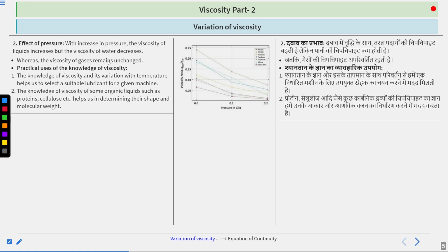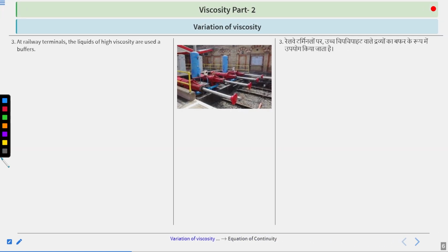Second, the knowledge of viscosity of some organic liquids like proteins and cellulose helps us in determining their shape and molecular weight. With normal means, we are not able to determine the shape and molecular weight of these organic liquids because of their microscopic size. So that's why we use the knowledge of viscosity, through which we could determine their shape and molecular weight.